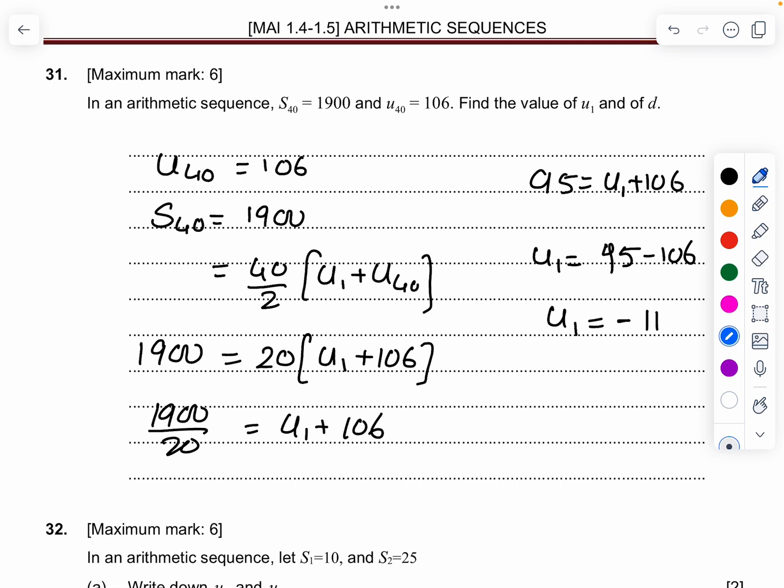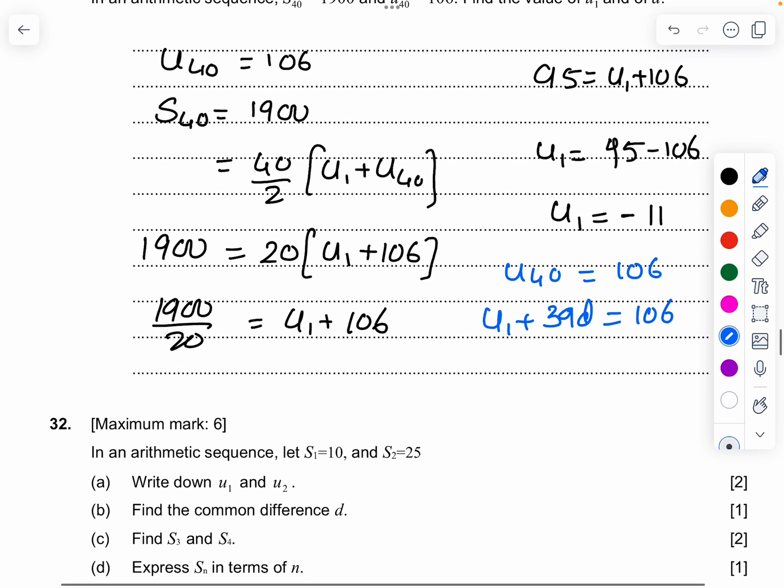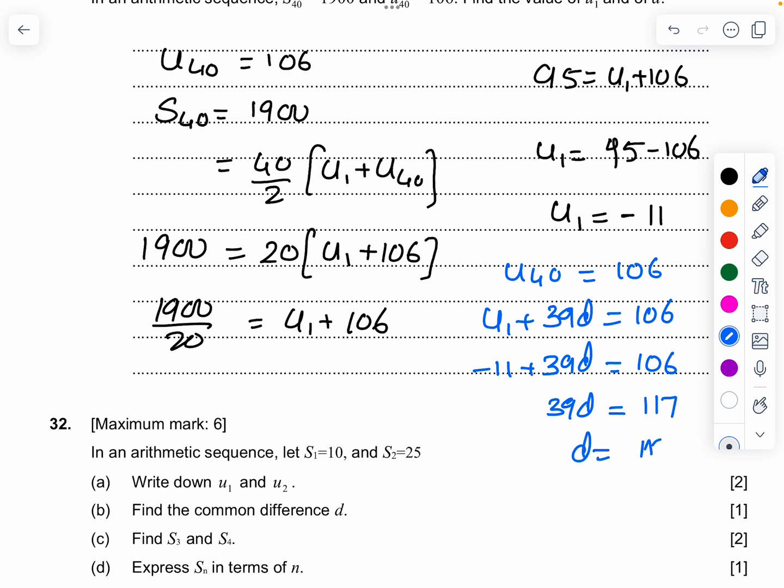So for D, you know that U40 is 106. U40 means U1 plus 39D equals 106. What was U1? Negative 11 plus 39 times D equals 106. 39 times D equals 117. D equals 117 divided by 39. So D equals 3.